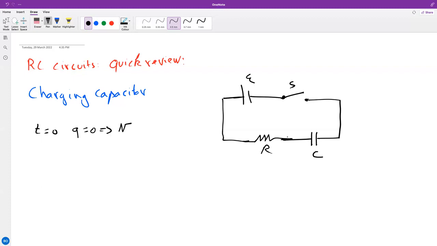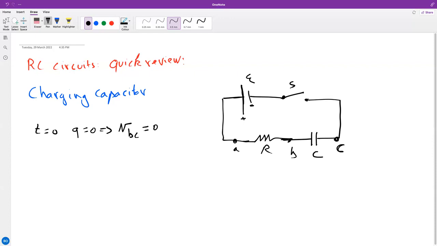So at T equals 0, the charge in the capacitor is equal to 0, which means the potential difference, this is A, this is B, and this is C. So the potential difference across BC, which is the capacitor potential difference, is equal to 0. And then the interest here is to look at what happens as a function of time.